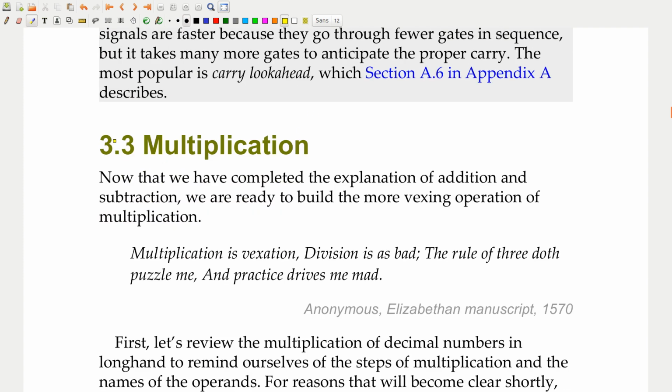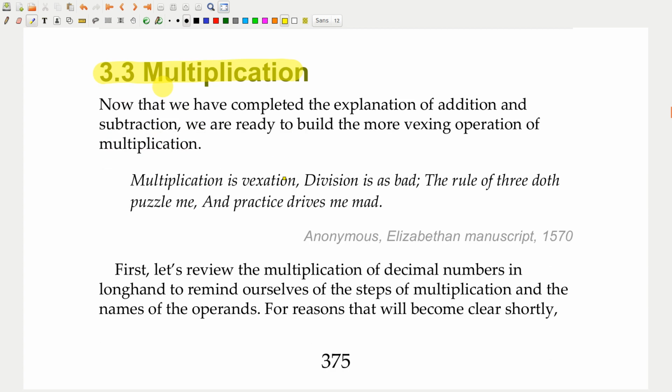So now we can move on to something that's a little more interesting, multiplication. However, it's still fairly simple. So this is a funny quote. It says, multiplication is vexation, division is as bad. The rule of 3 doth puzzle me, and practice drives me mad. So apparently this Elizabethan era person didn't like math too much, but I'm not sure why.